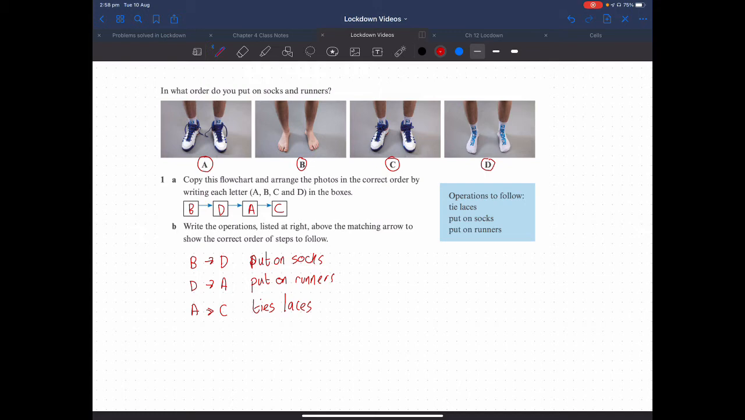So what we have done is we have represented the photos in the order in which they would have happened, and then the arrows represent what happened from photo B to photo D, what happened from photo D to photo A, what happened from photo A to photo C.